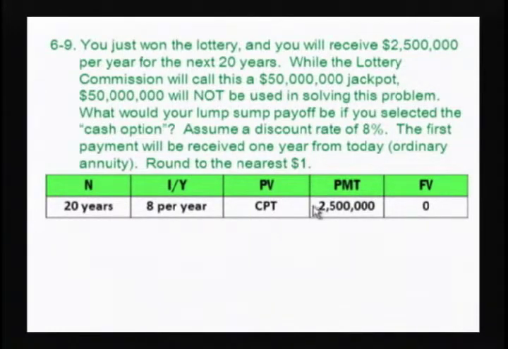You may choose to put a minus sign in front of that payment because you're going to give up the payments to get this lump sum present value of $24,545,369. If you put a minus sign in front of the payment, the calculator will give you a positive present value. If you don't put a minus sign there, it will put one in front of that present value.